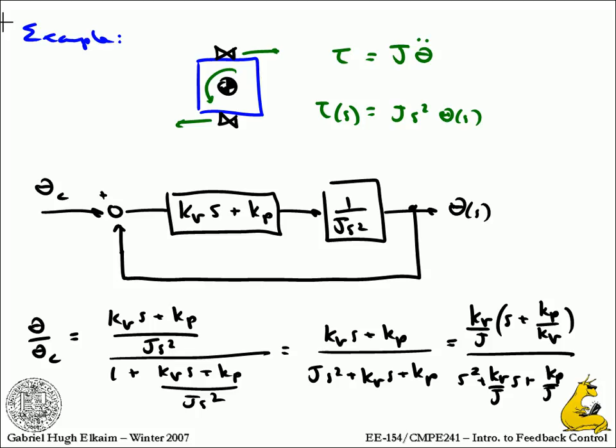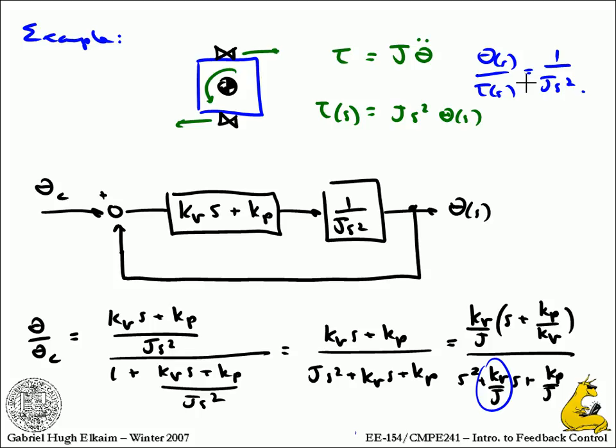Now, Gabe? Yeah? I know I'm getting a little bit dense, but why is the satellite 1 over Js squared? Because torque equals J theta double dot. So when I take the velocity of that it becomes an s squared. Right, but why is it 1 over? Because theta of s over tau of s, that's the transfer function, is equal to 1 over Js squared. Right, and we're looking at torque in, theta out. Got it. Okay, I can see how the math works.